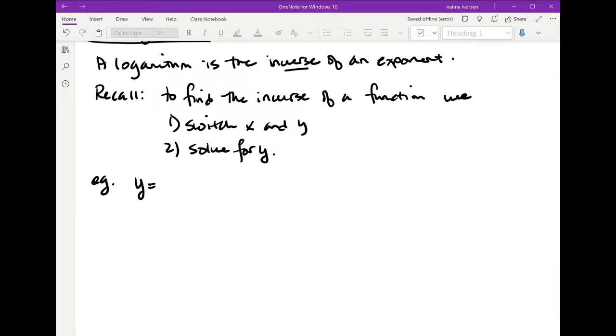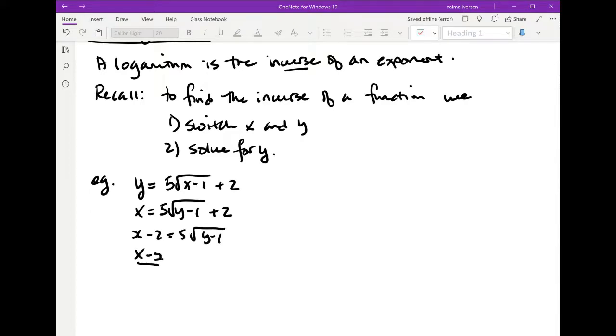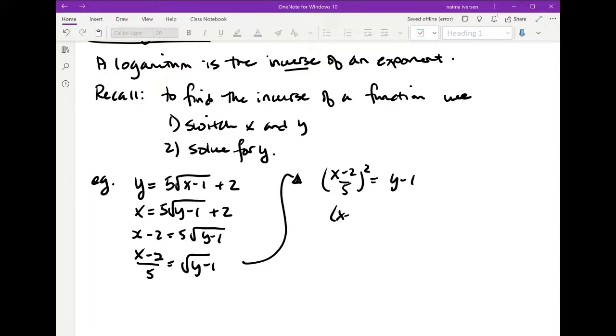So let's say y is equal to 5 square root x minus 1 plus 2. We switch our x and y, and we solve for y. We subtract 2 from both sides. We divide by 5. And then we square both sides. And so what we get is x minus 2 squared over 25 plus 1 is equal to our y. So this is our inverse function. Remember the notation, and this right over here was our function.